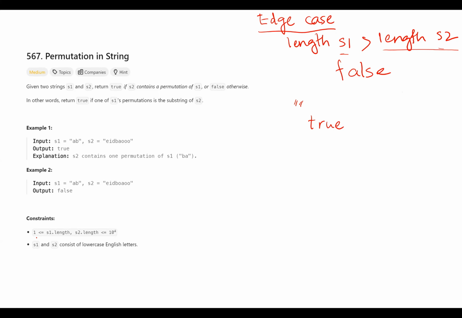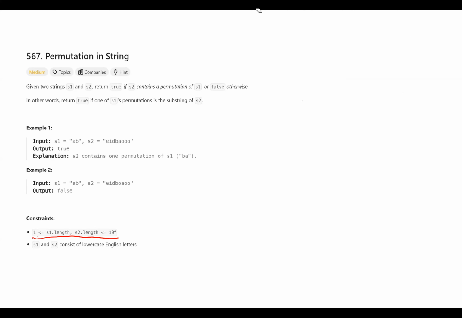But for this example, obviously you have to ask the interviewer. For this example, the length of the strings is at least 1, so we don't need to check the second case. So we found the edge cases. And another thing is S1 and S2 consist of only lowercase English letters. This is also something that you need to check with the interviewer. So let's look at the first example. Within S2, we will check the substring that has the same permutation of S1. So how can we do this?